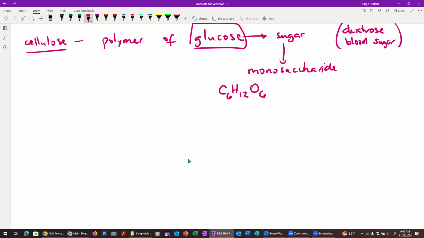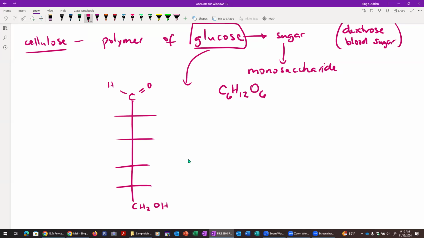So the glucose itself, if we were to draw the structure for it, it'll look something like this. So we have our C at the top, we have an oxygen, we have an H, 2, 3, 4, 5. Down at the bottom, we have a C, 2 H's, and an OH, and then it goes like this for glucose. So what we're seeing here is, again, one of the characteristics of carbon that likes to form a chain.